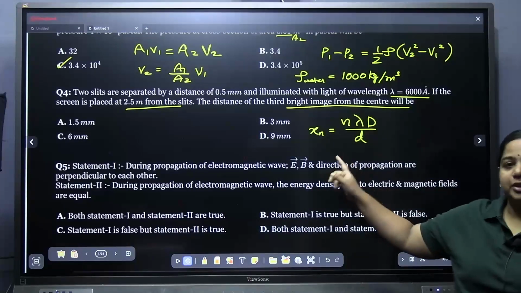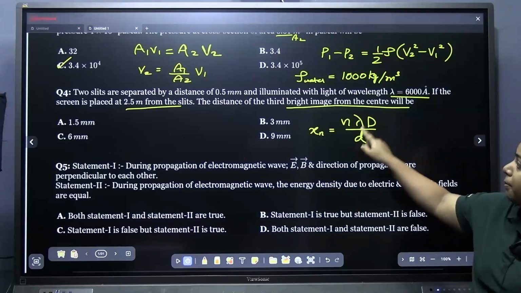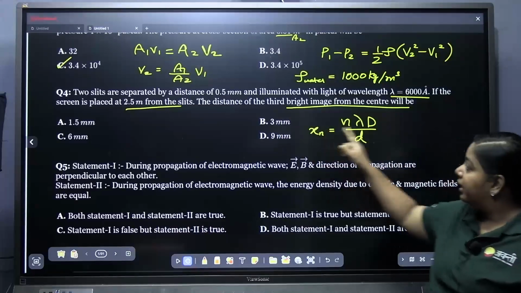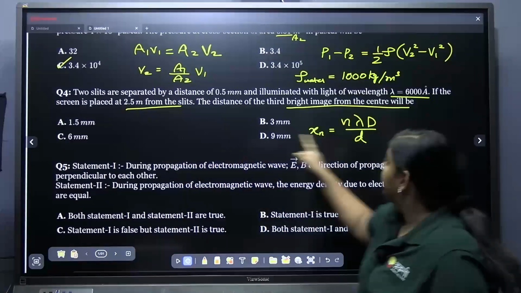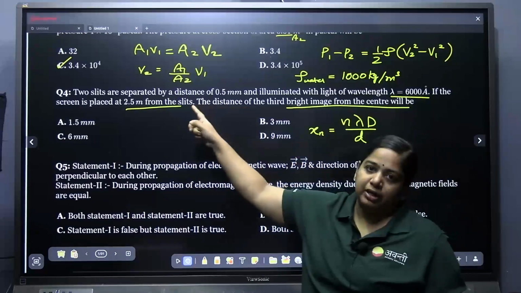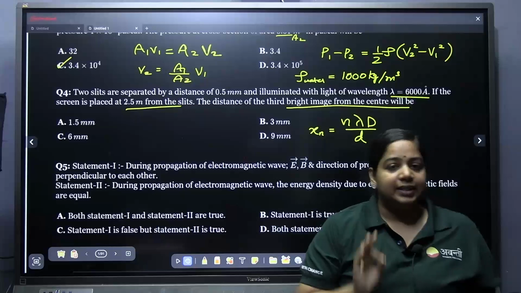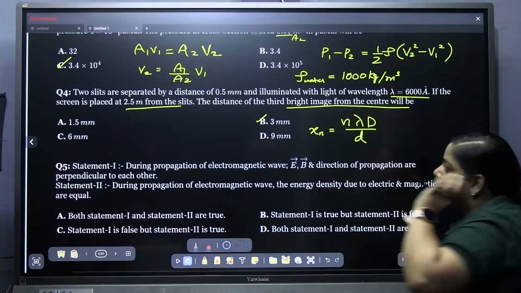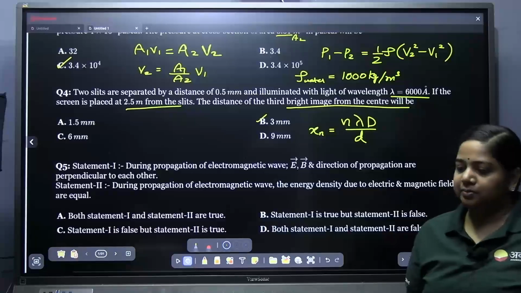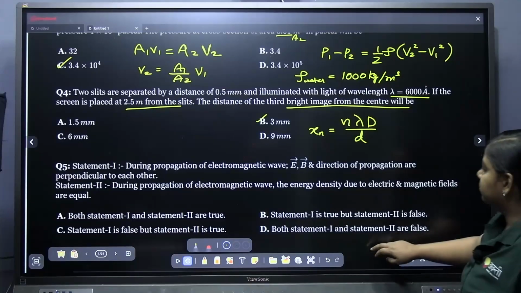For Young's double slit experiment, if you want to find the distance of a bright fringe, you have to use this formula. n is given, third bright fringe, lambda is given here, capital D is given, that is 2.5 meter, small d is given as 0.5 millimeter. Substitute all this, make sure you have converted into SI units, then you will get the correct answer. Okay, answer is option B, 3 millimeter. Is there any doubt in this? Okay.